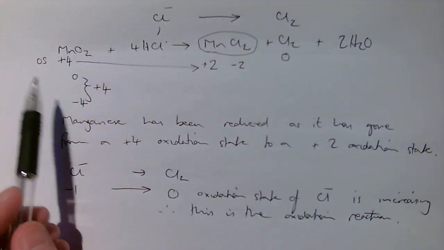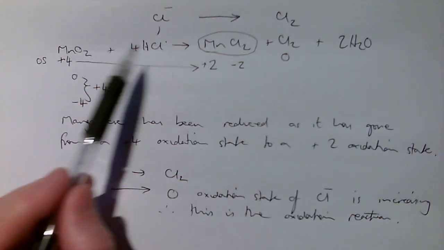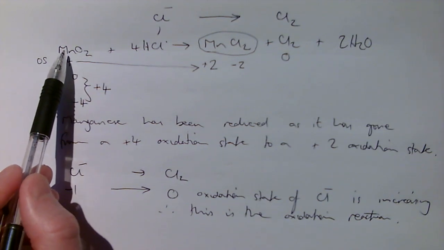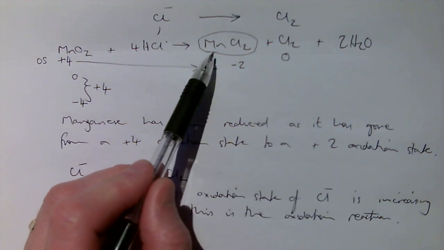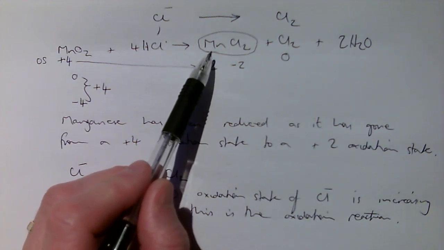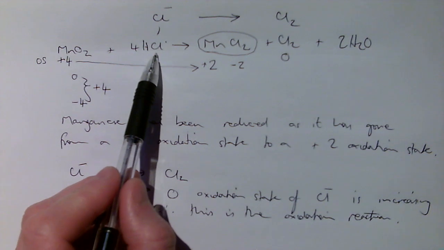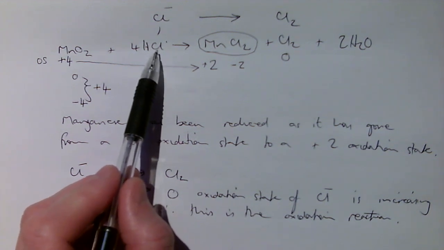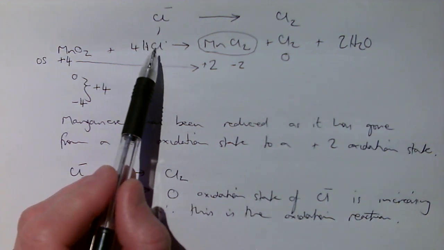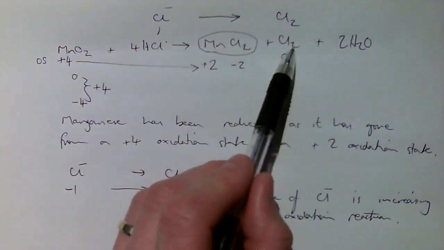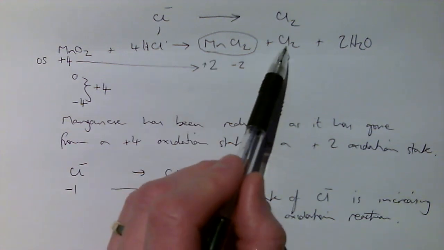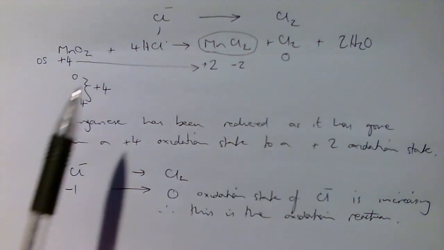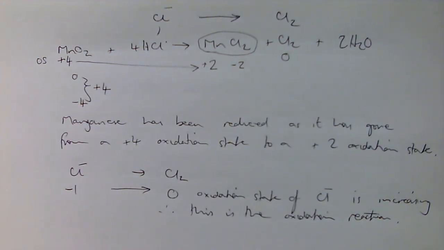So we can basically look at this and say that it's a redox reaction because the manganese is being reduced from its +4 oxidation state to its +2 oxidation state, and the chloride ion is being oxidized as it moves from the Cl- ion to molecular chlorine, so from an oxidation state of -1 to an oxidation state of 0. That's increasing, so that's oxidation.